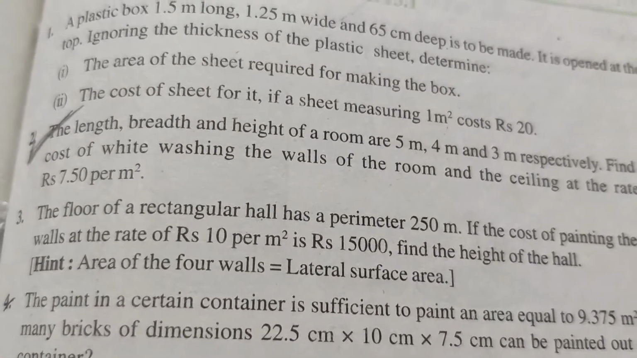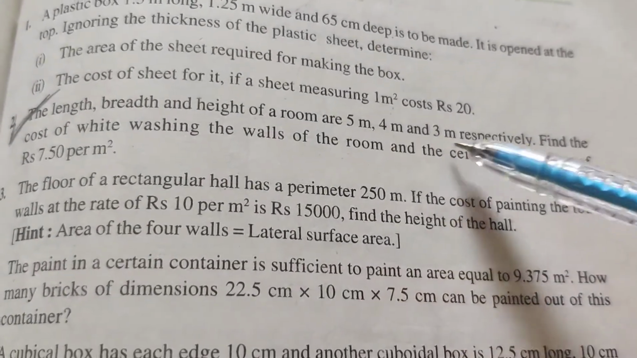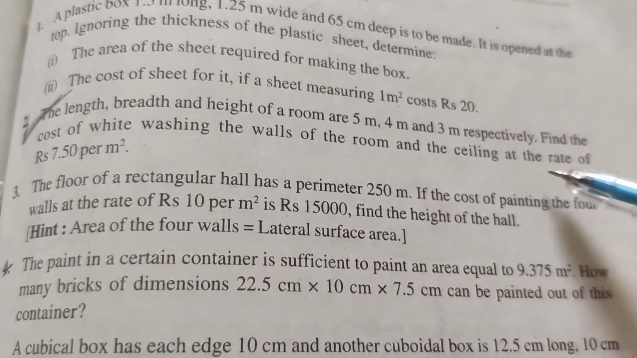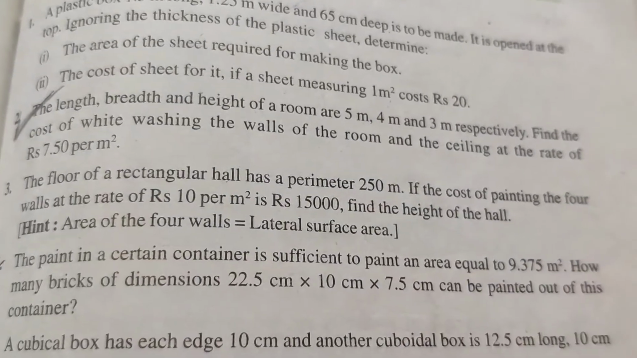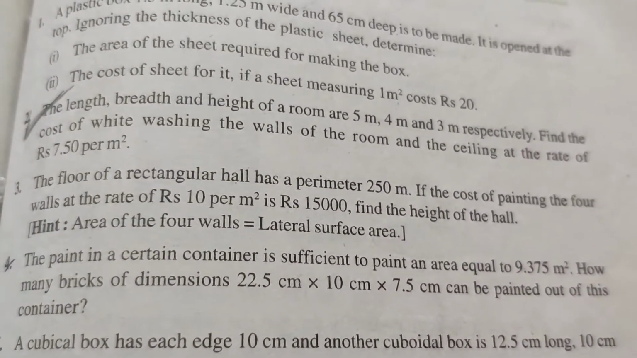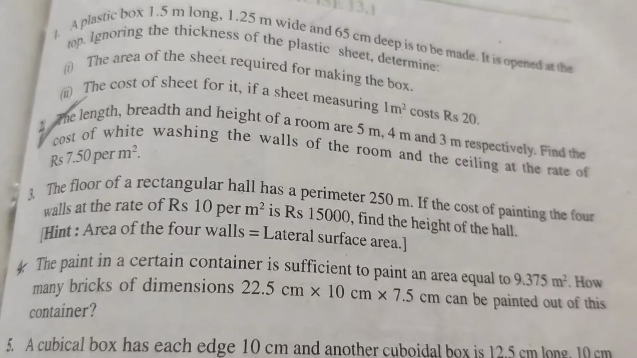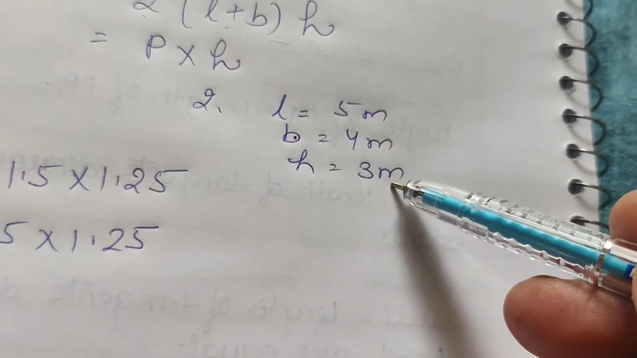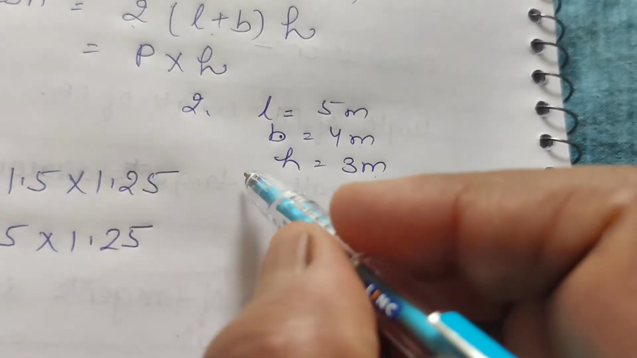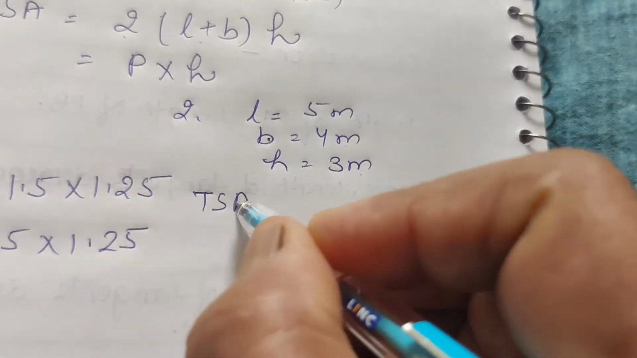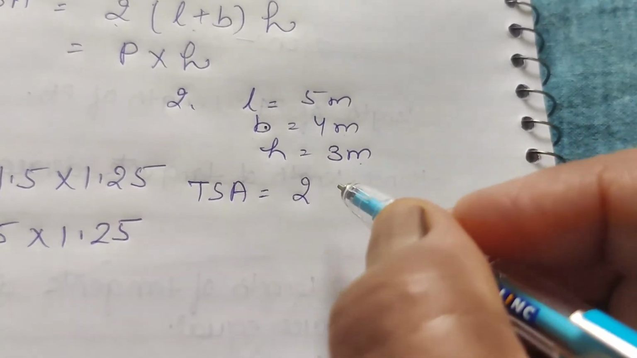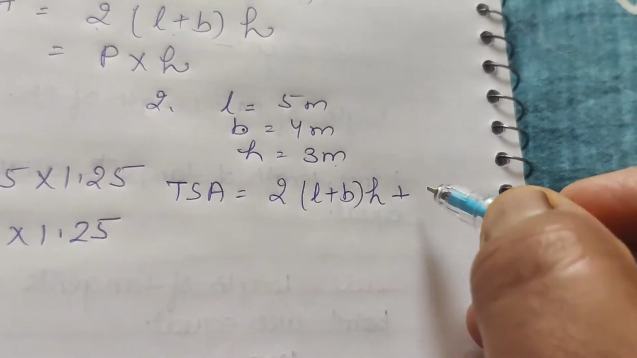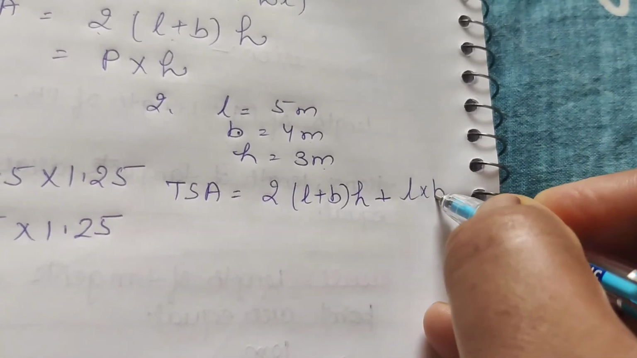Next question number 2. The length, breadth and height of a room is 5 meter, 4 meter and 3 meter respectively. Find the cost of whitewashing the walls of the room and ceiling at the rate of rupees 7.50 per meter square. Okay. The length, breadth and height of the room is 5 meter, 4 meter and 3 meter. And the total surface area of 4 walls. Area of 4 walls means lateral surface area 2 times (L plus B) into H, and area of the ceiling is L into B.